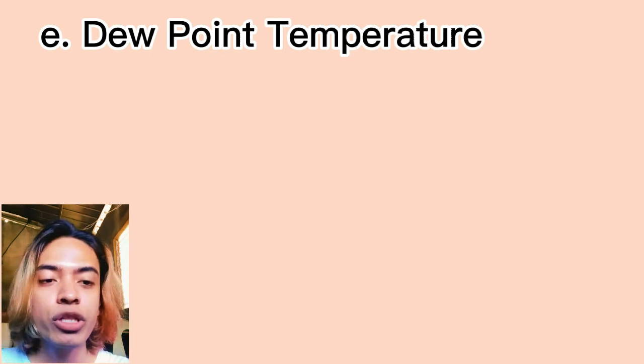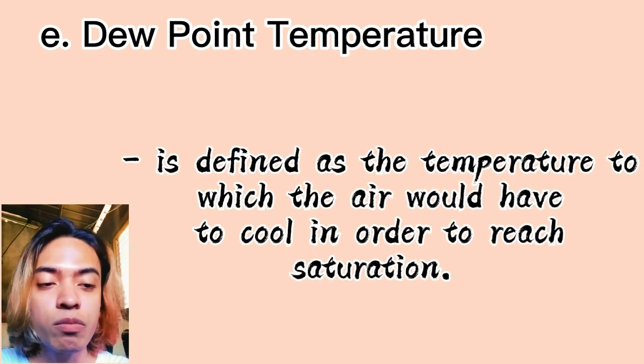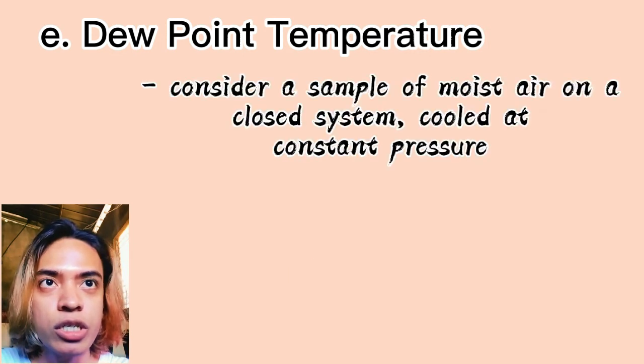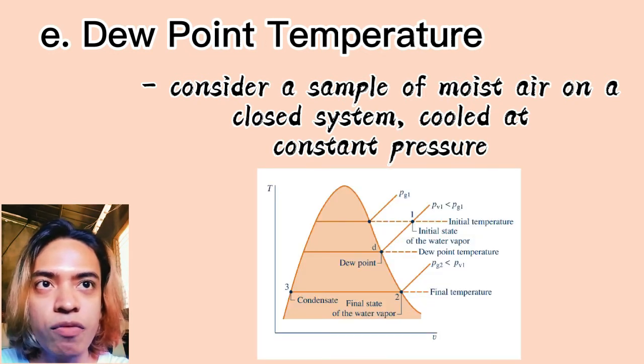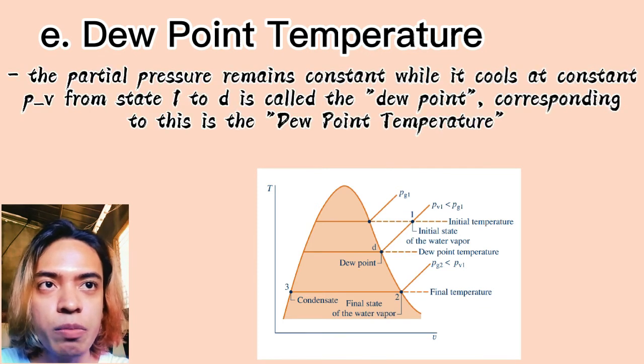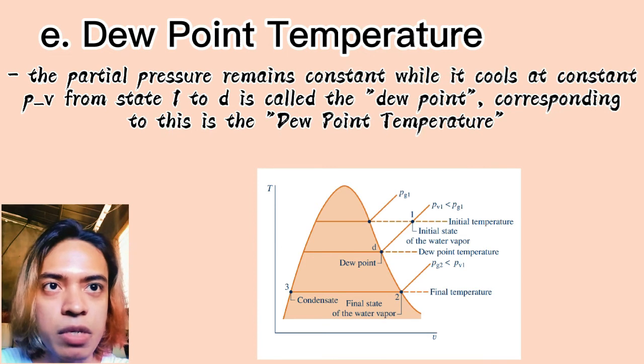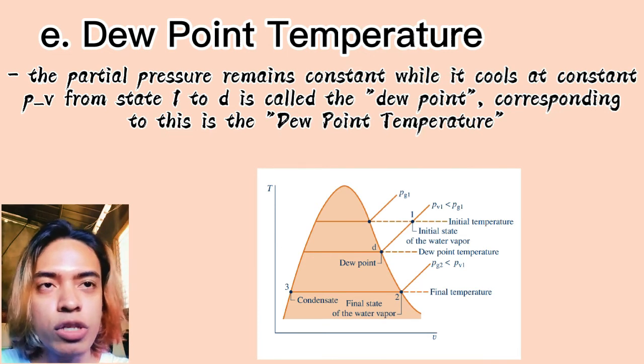E. Dew point temperature. Dew point temperature is defined as the temperature to which the air would have to be cooled in order to reach saturation. Considering a sample of moist air in a closed system, cooled at constant pressure, the property diagram on the figure locates the state of the water vapor. The partial pressure remains constant while it cools at constant Pv from state 1 to D, which is called the dew point. Meanwhile, the temperature corresponding to this is the dew point temperature.